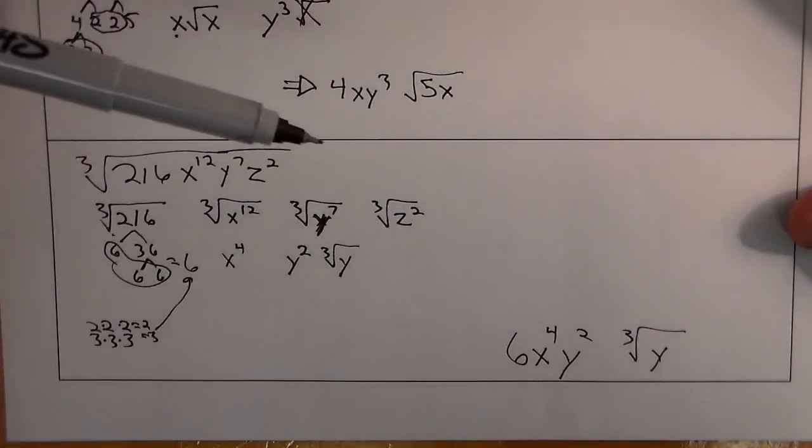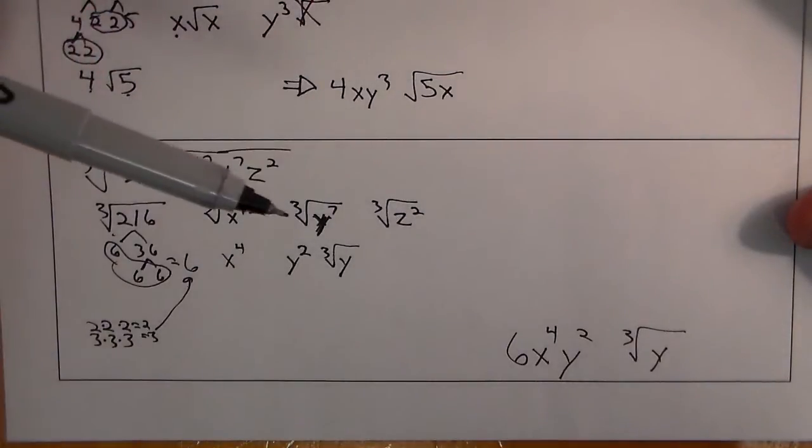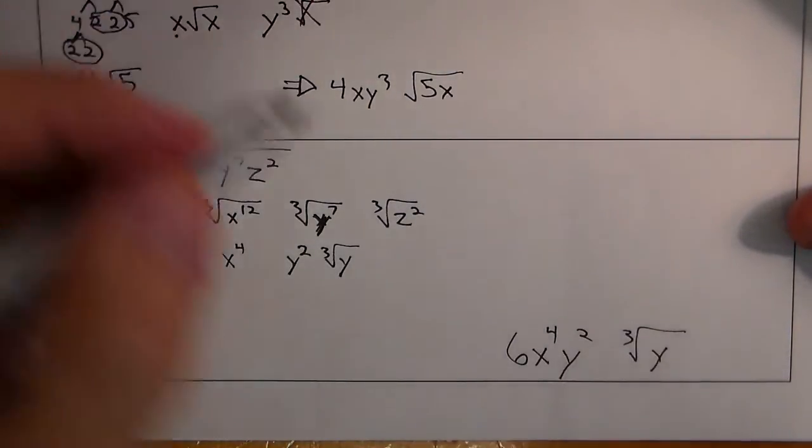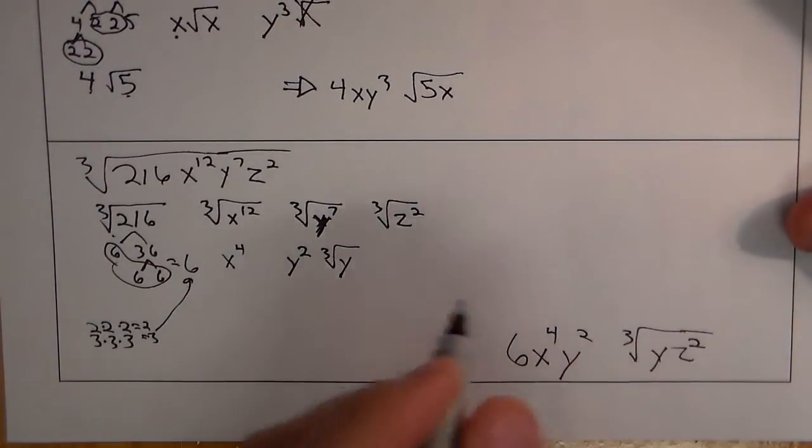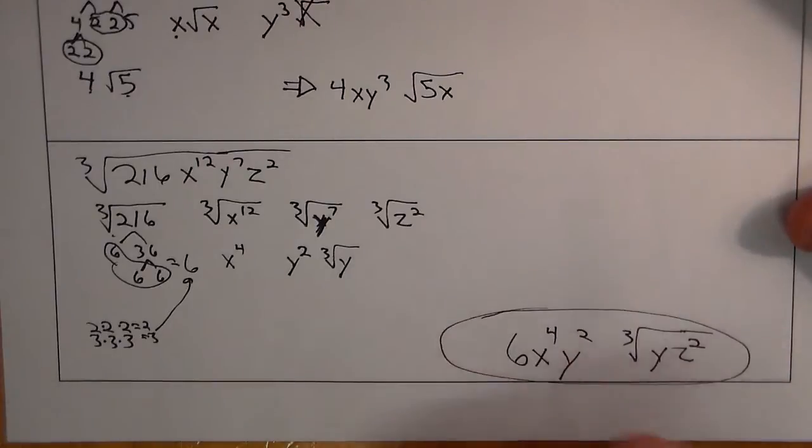Z squared in the cube root. I have 2 z's. I need 3 to come out. It's not going anywhere. It's not going to simplify, so we just leave it as that, and the z squared stays inside. And this turns out to be our simplified expression.